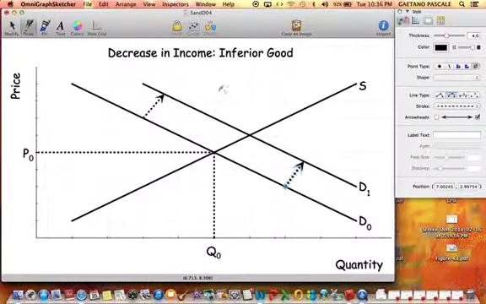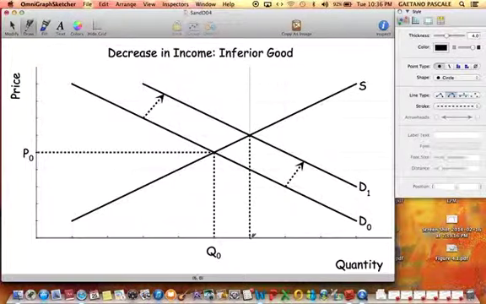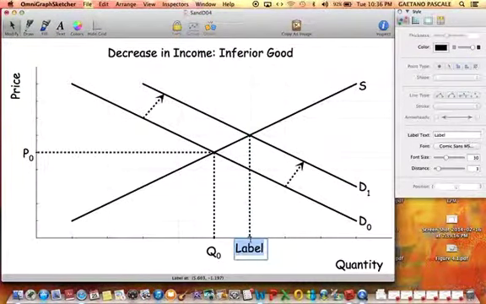So we add those arrows in because that shows that the demand curve is increasing. It's shifting to the right. And we can show what the new equilibrium price and quantity is. So if we go from where D1 intersects the original supply curve and go straight down, that gives us the new equilibrium quantity. So that is Q1.